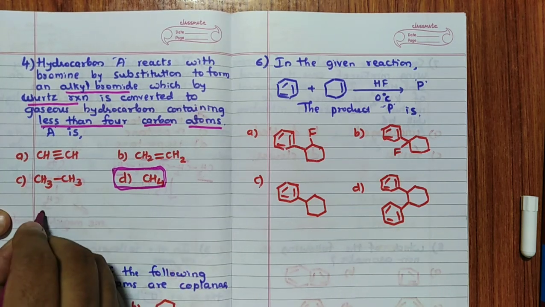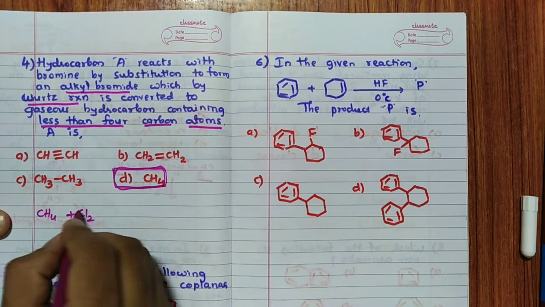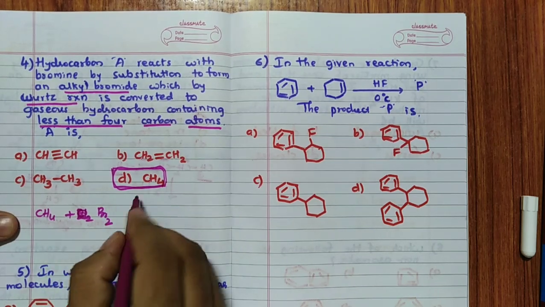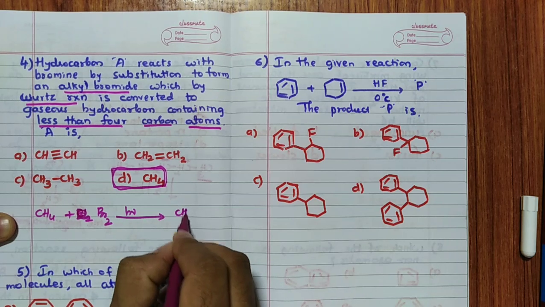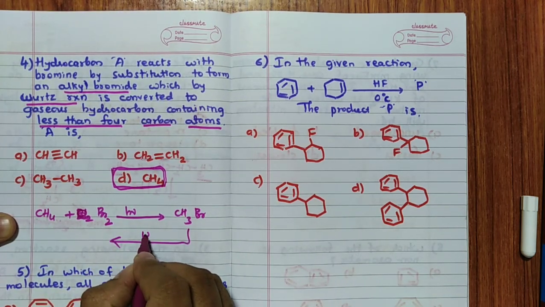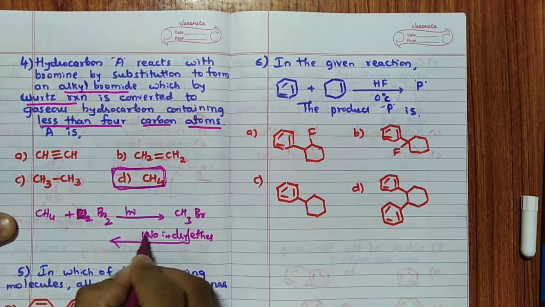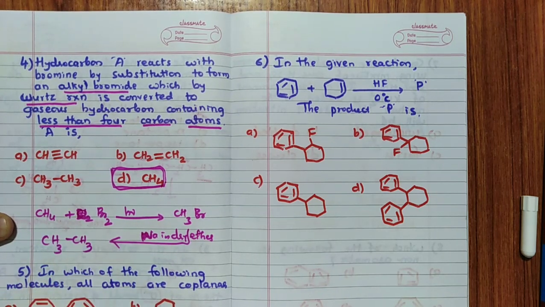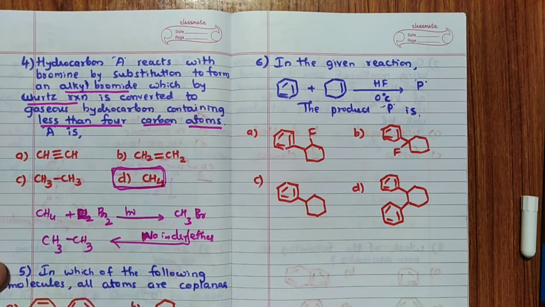Now I will tell you the reaction. CH4 plus Br2, it is there, right? CH4 plus Br2 on substitution reacts with hv. So you are going to get CH3Br. CH3Br in presence of Wurtz reaction, that is sodium in dry ether. So you are going to get CH3-CH3, right? So less than 4 carbon atoms. So the answer for this question is, remember, CH4.